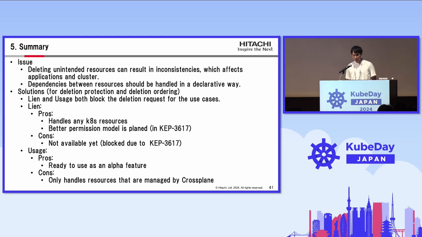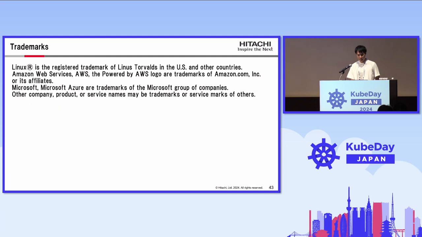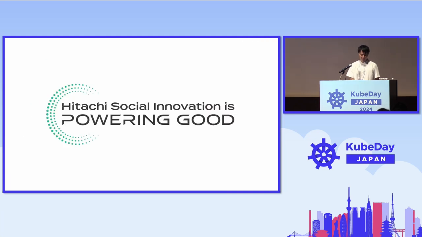The second is usage. Usage is ready to use as an alpha feature in Crossplane. But usage can only handle resources that are managed by Crossplane. If you are interested in the use cases, we welcome your contributions to the KEP to expand Lien's functionality and incorporate it into Kubernetes. Thank you.